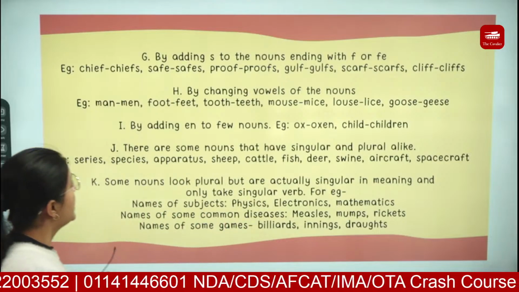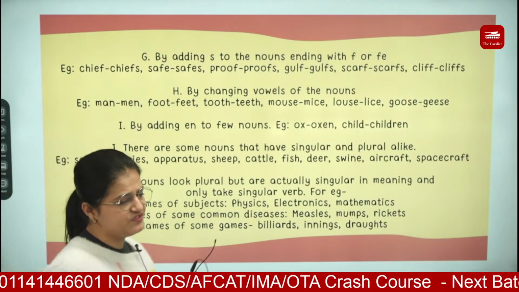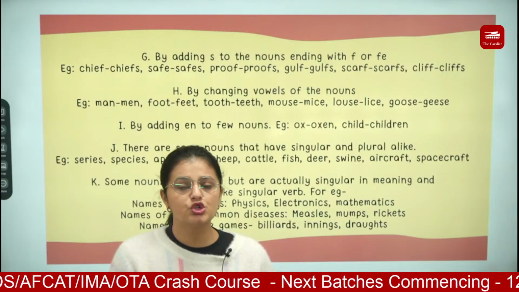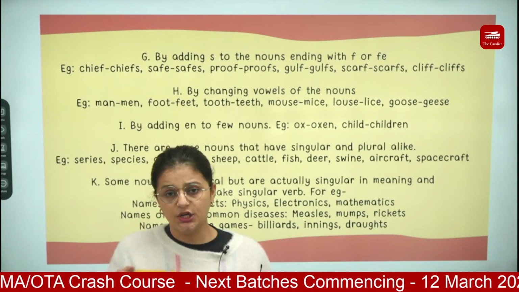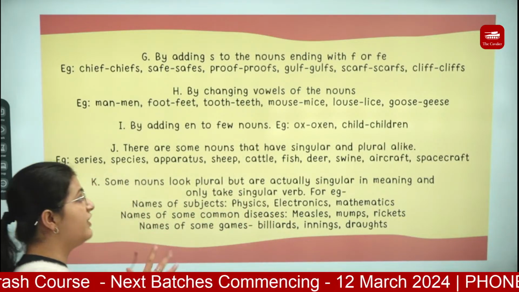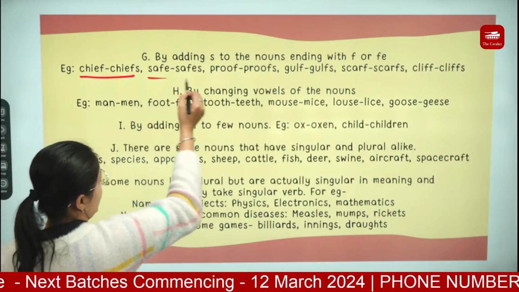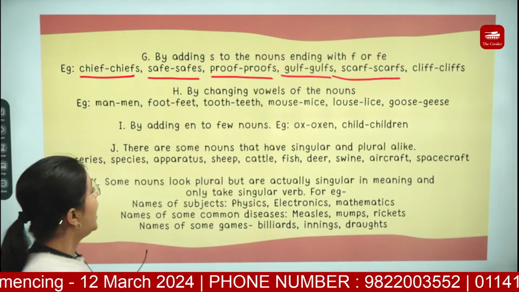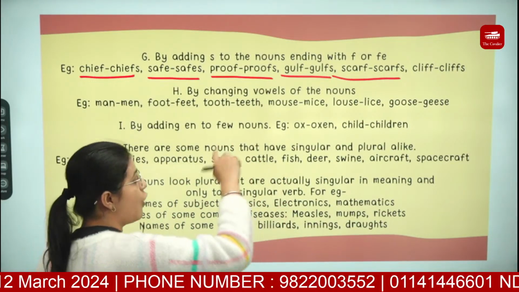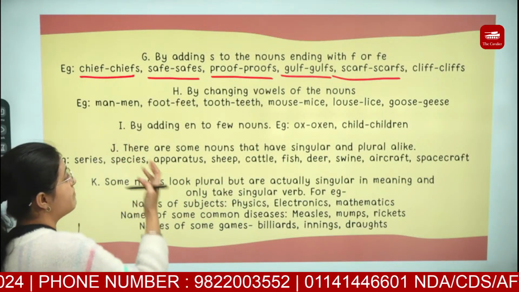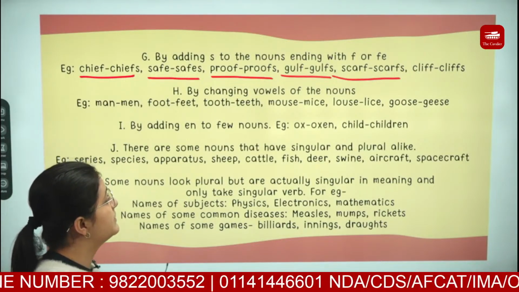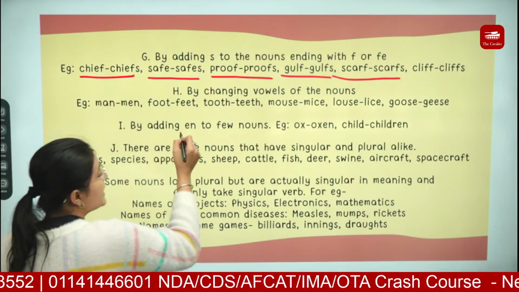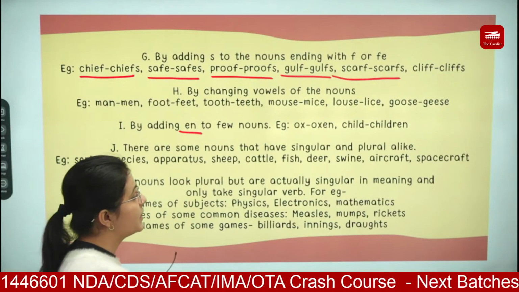Next is when there are certain words, just as I told you, जो F से end होते हैं, जिनके साथ हम VES लगाकर प्लूरल बना देते हैं. जैसे हमने देखा O से एंड होते हुए कुछ एक्सेप्शन थे, ऐसे एक्सेप्शन हमारे पास F में भी आते हैं, जैसे roofs, hoops, bulbs, scarves, tips. ऑलराइट, अब एक और तरीका है जिसके अंदर हम वॉवल्स चेंज करते हैं. जैसे man becomes men, foot becomes feet, tooth becomes teeth, mouse becomes mice. ओके, नेक्स्ट, by adding en to nouns like ox, oxen.